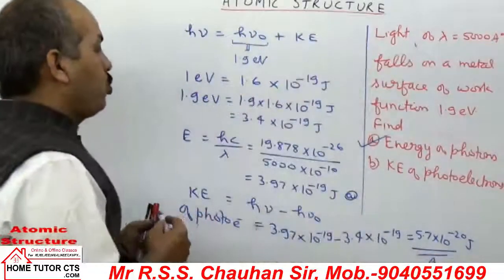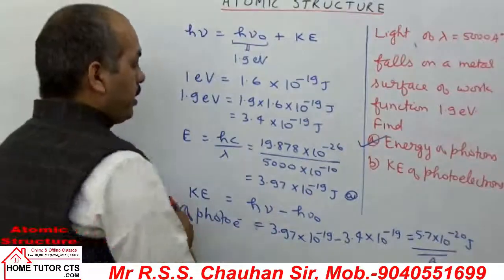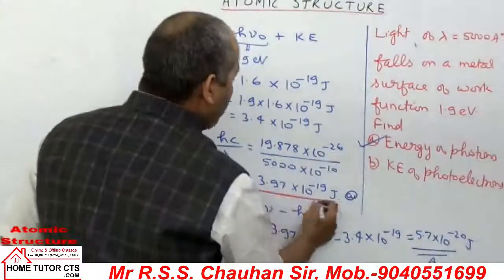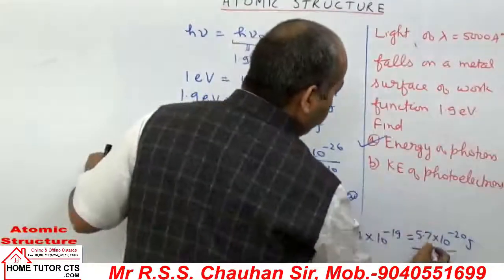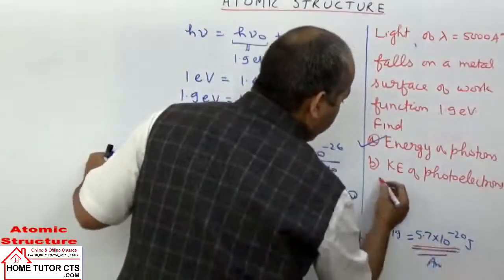So for this question we can have two answers. One answer can be taken as the energy of photons, and the second answer taken as the kinetic energy of photoelectron. Answer of second bit.